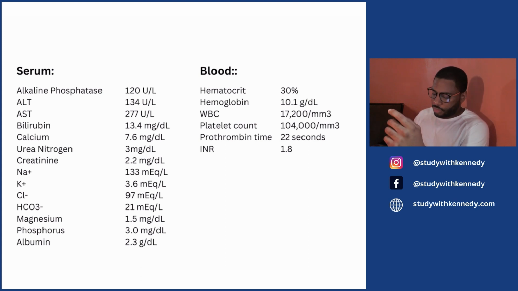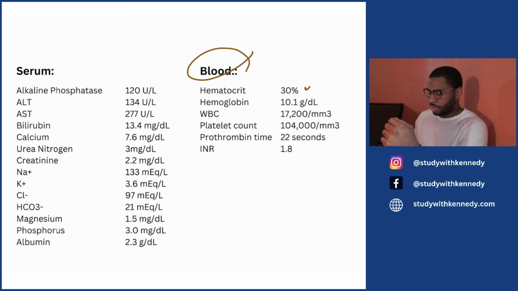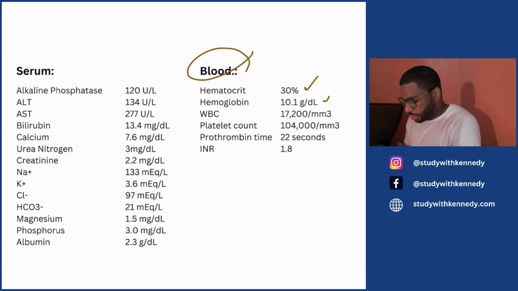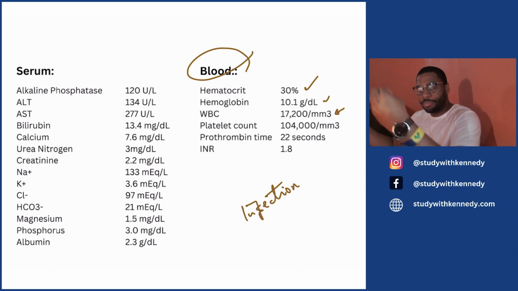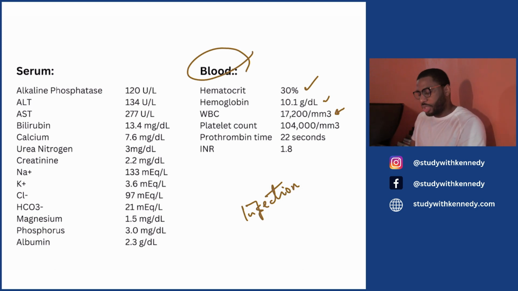A lot of you would look at the blood values. You go, okay, hematocrit doesn't look that bad. Hemoglobin seems a little low. The white blood cell count is definitely increased. So some of you will say, if white blood cell count is increased, then perhaps this patient has an infection, and you'll probably be right. If white blood cell count is high, then you have to actively say that the patient has an infection going on somewhere. Platelet count is low. Prothrombin time, INR, not too much to see there.